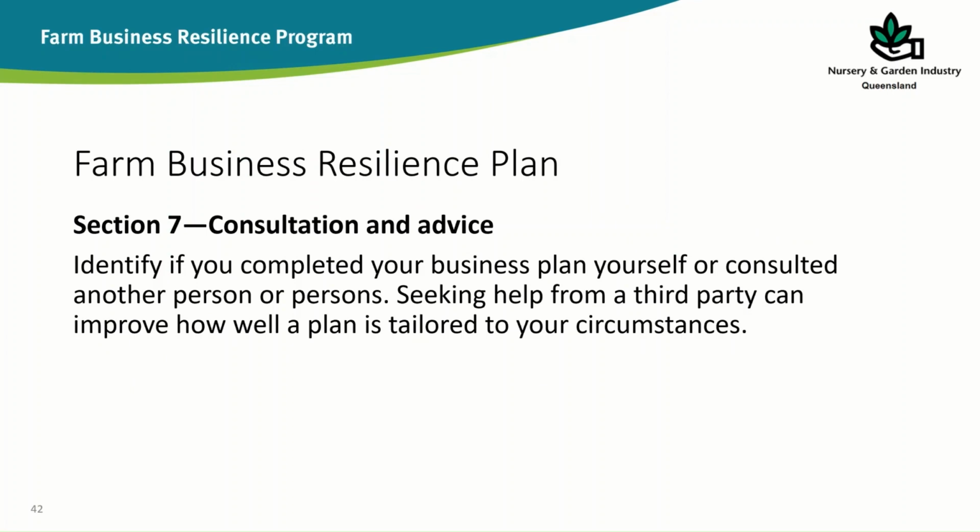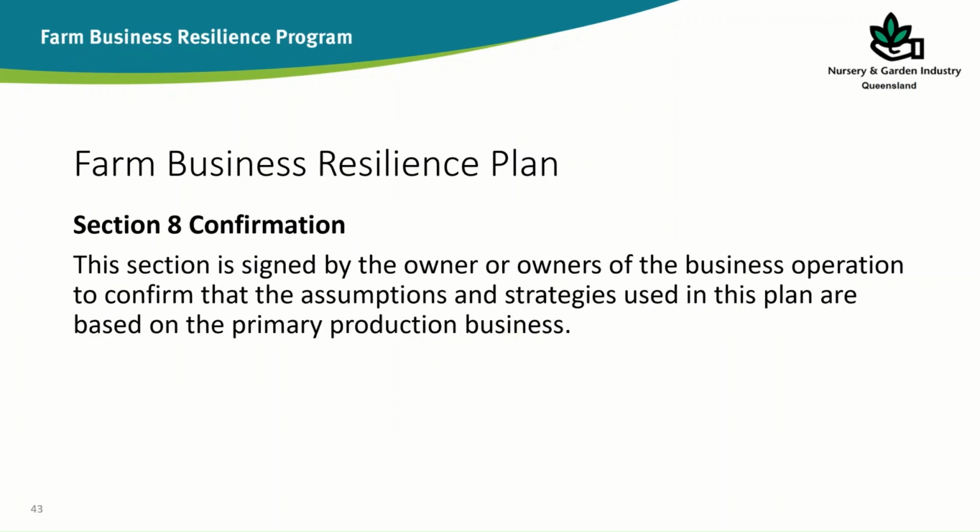Section 7 identifies whether you completed the business plan yourself or consulted with another person or persons. Seeking help from a third party can improve how well a plan is tailored to your circumstances and improve the outcome. Section 8 is a confirmation that the business plan uses assumptions and strategies based on the primary production business specified in the plan.